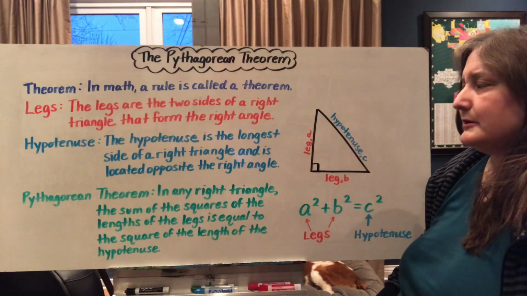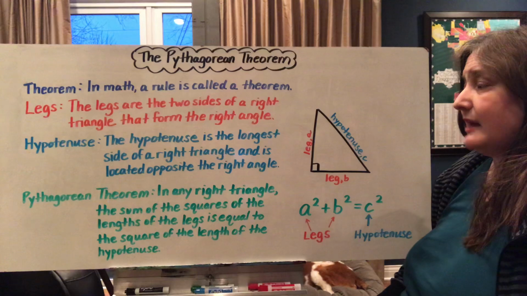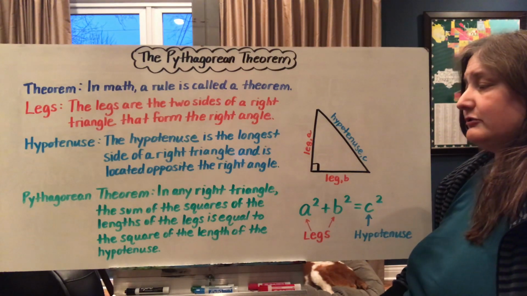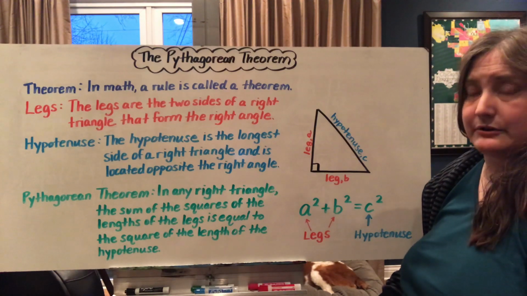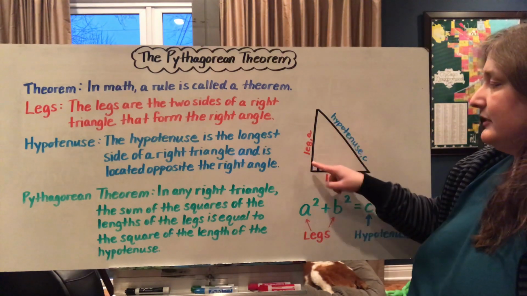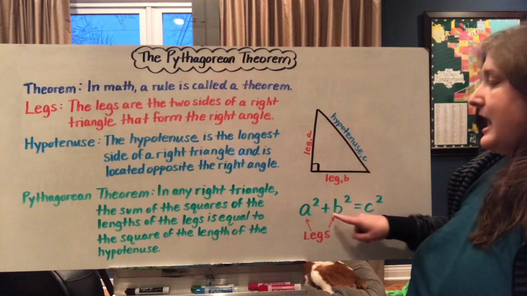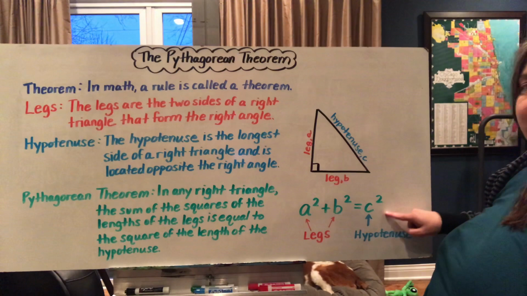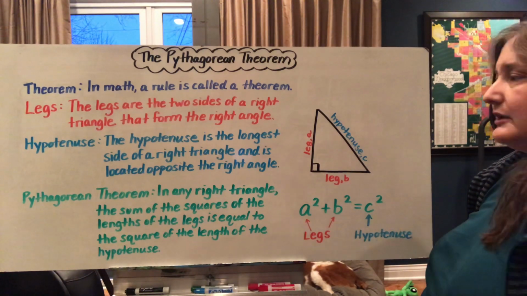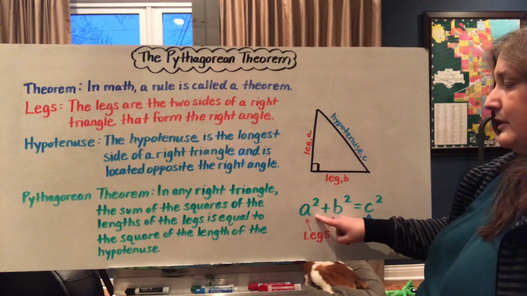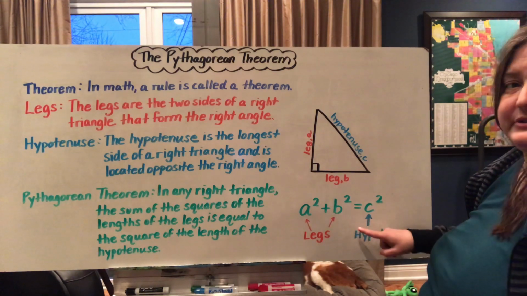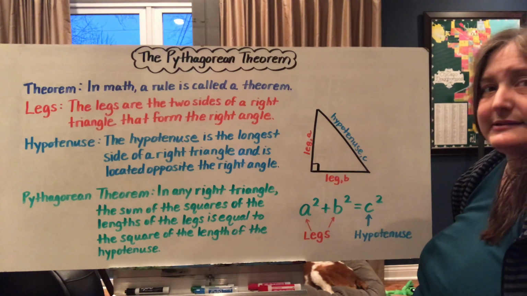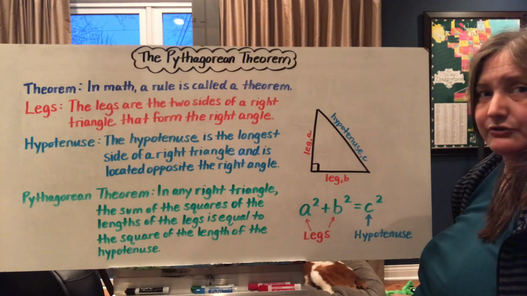The Pythagorean theorem says that in a right triangle, the sum of the squares of the lengths of the legs is equal to the square of the length of the hypotenuse. So if I take both of the legs, square them, and add that total together, it will equal the square of our hypotenuse. So the Pythagorean theorem is a squared plus b squared equals c squared, where a and b represent legs of a right triangle and c represents the hypotenuse of the right triangle.